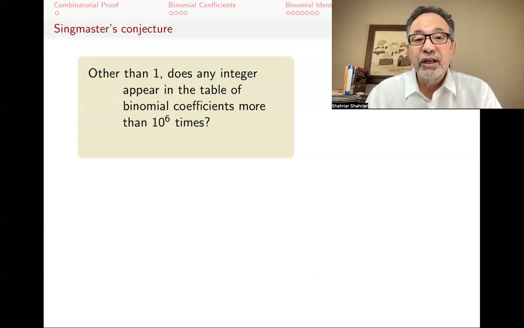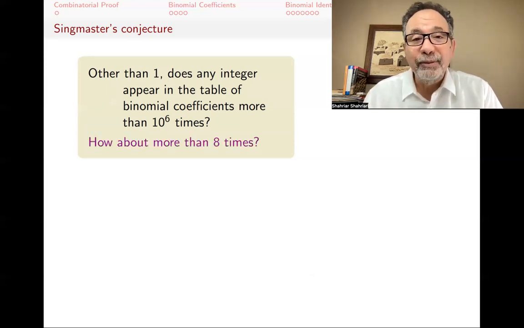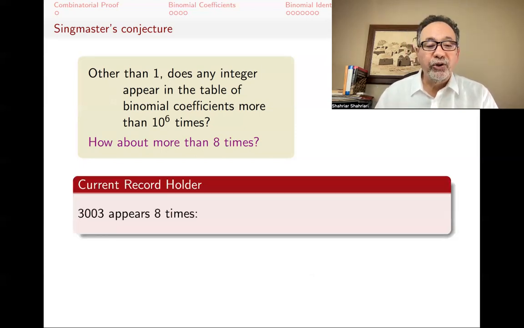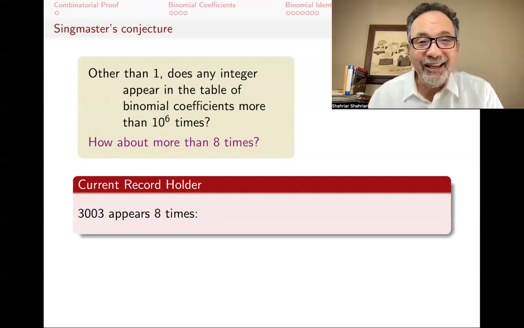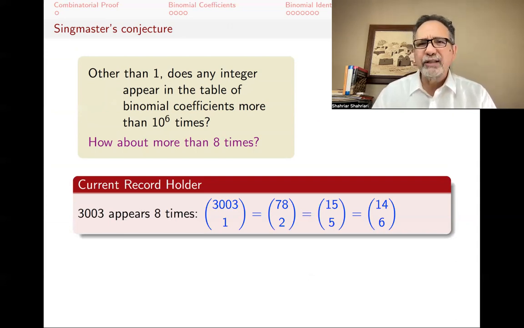And the answer is, we don't know. We also don't know the answer if instead of 1,000,000 times, you say more than 8 times. Is there a number that appears 9 times, 10 times, or more? We don't know the answer. The current record holder is 3003, which does appear 8 times. It's 3003 choose 1, 78 choose 2, 15 choose 5, and 14 choose 6. Well, that's 4 ways. What's 8?